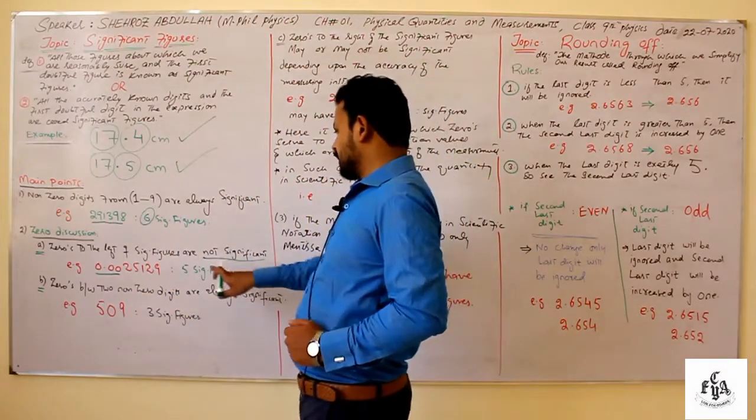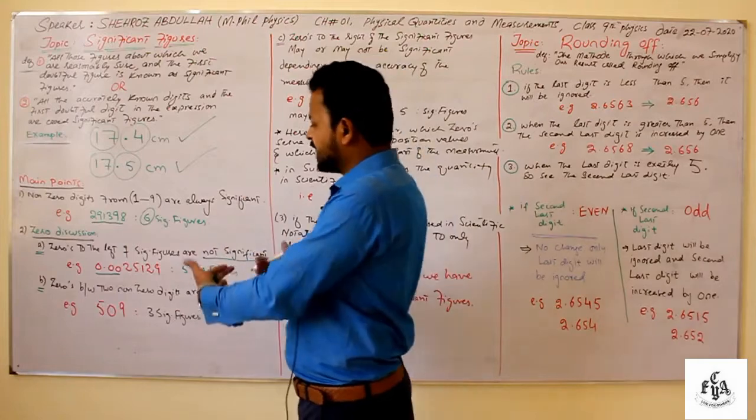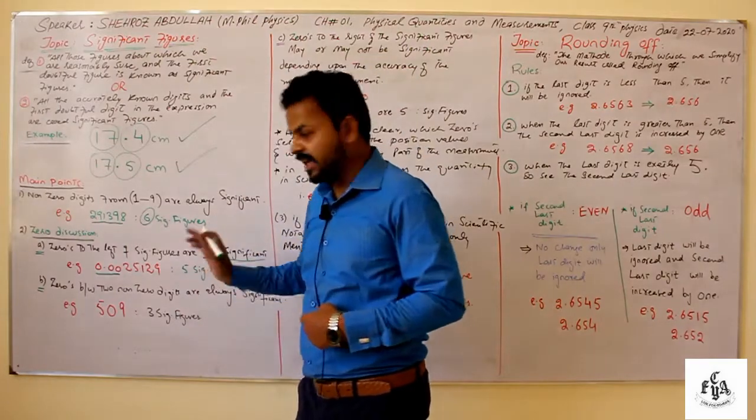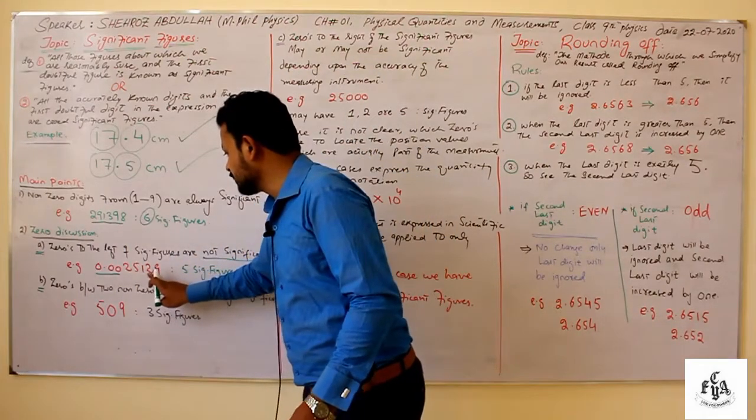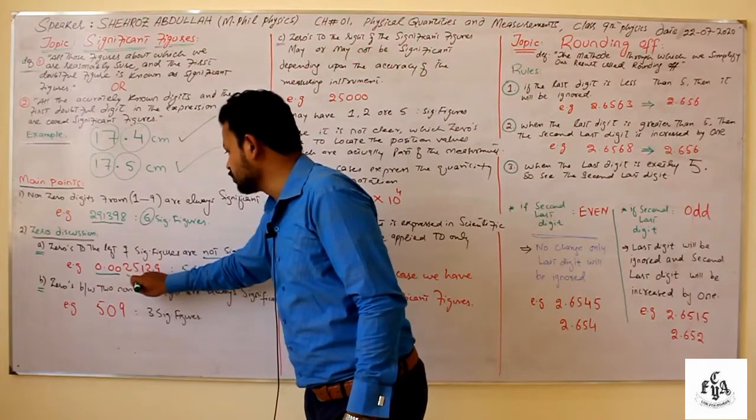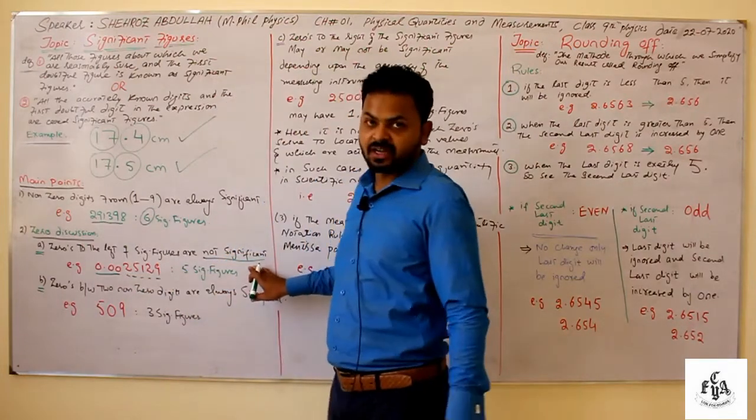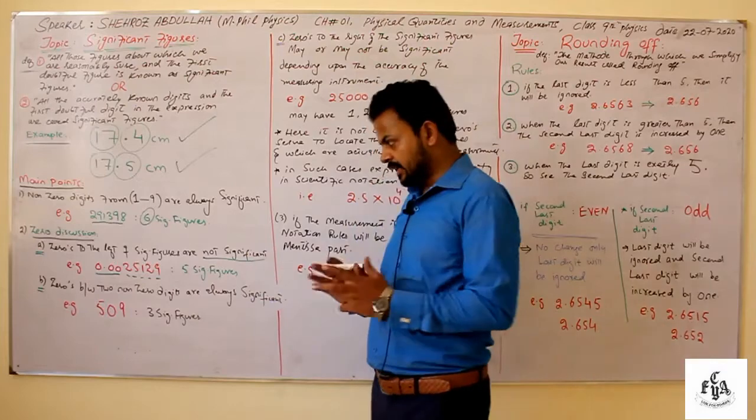Okay. Now, if we find how many significant figures we have in this reading, we say 2, 5, 9, which means 1, 2, 3. We have 3 significant figures over here.